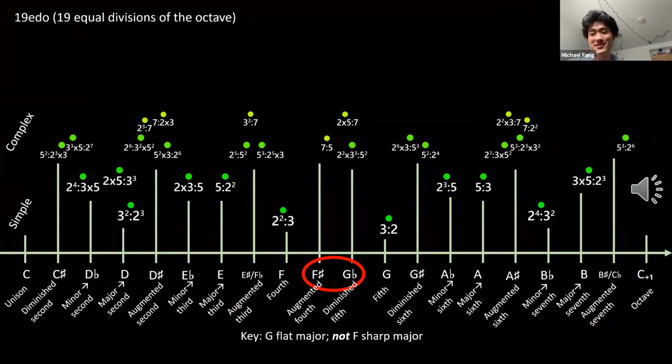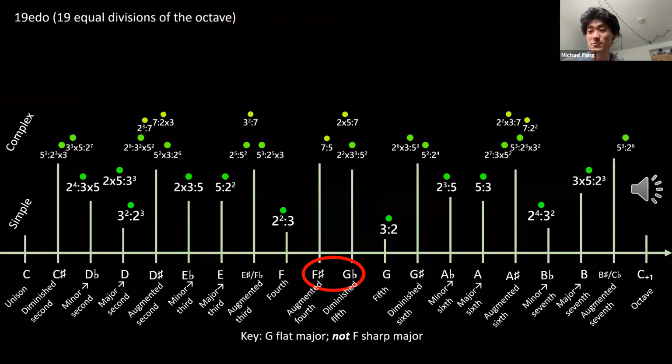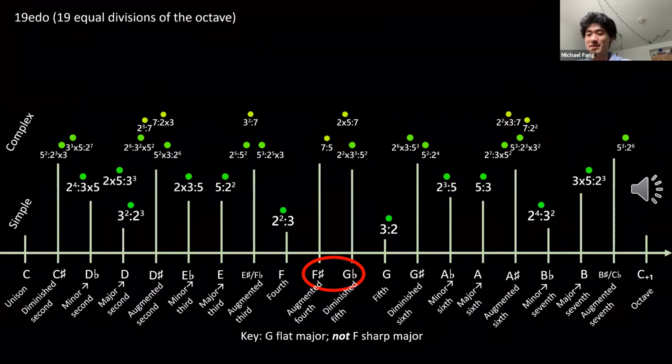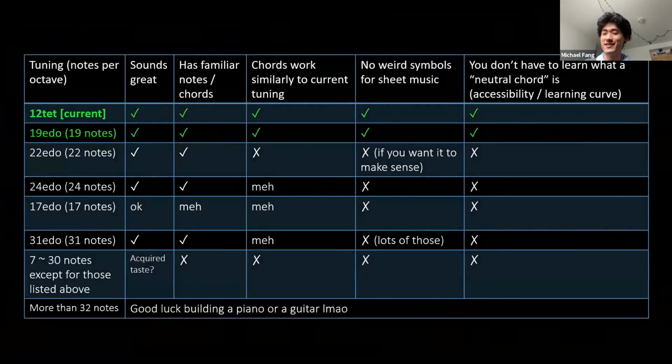So unless you have a very good ear, you might not have noticed, but that was 19 EDO. Considering that most people don't realize our current tuning system is actually a little out of tune, you could argue that with enough exposure, people would get accustomed to the new tuning. What's even better is that 19 EDO doesn't require new symbols for sheet music at all.